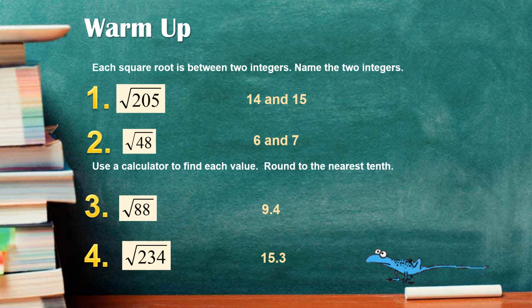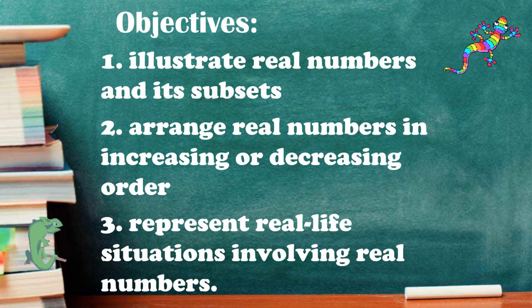Okay, now let's have our objectives for today. For this lesson, objective number 1, illustrate real numbers and its subsets. Number 2, arrange real numbers in increasing or decreasing order. Number 3, represent real life situations involving real numbers. Okay, so these are our objectives or guide for our lesson for today. So illustrate real numbers and its subset. Pag subset, it's just a part of a whole. O ano ba yung part ng real numbers?